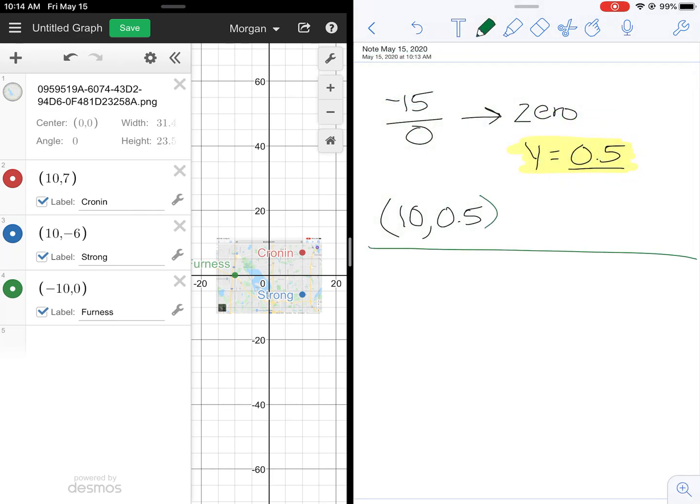I'm going to do the same thing now between Furnace and Cronin. So the slope between that red point and that green point, my y value is going down 7. My x value is going down 20.